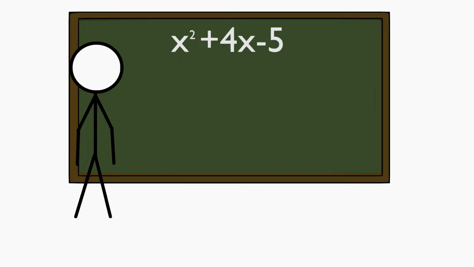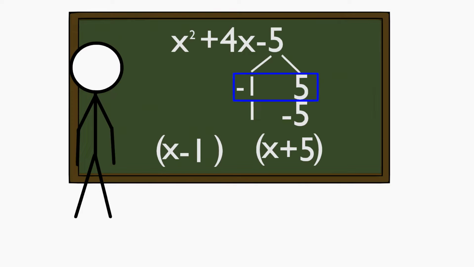X squared plus 4x minus 5. The factors of minus 5 are minus 1, 5, 1, and minus 5. We need a combination of those that add up to positive 4, so we need a greater positive value than the negative, which means we will need positive 5 and minus 1. And our factorized form will be x plus 5 times x minus 1.